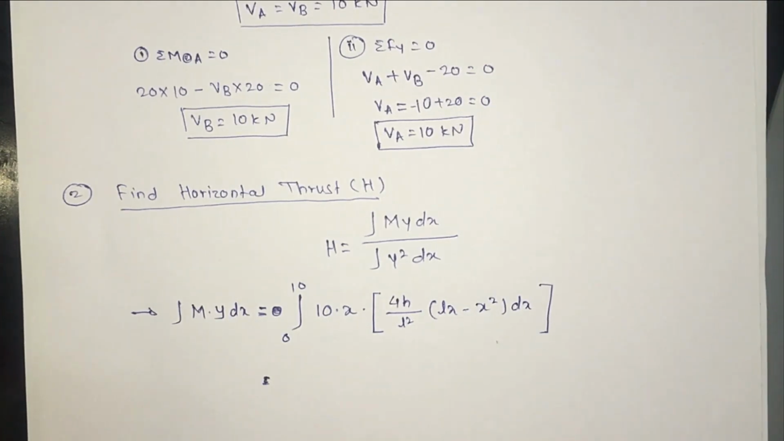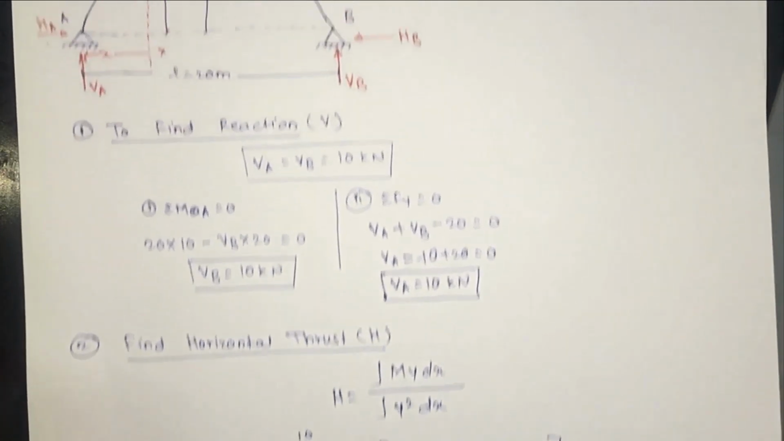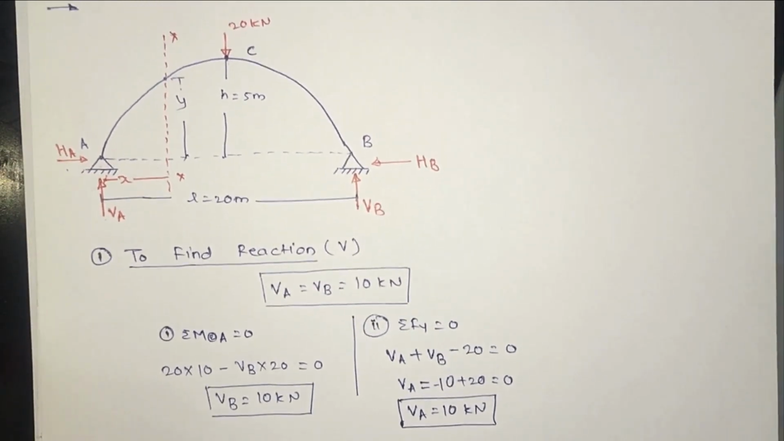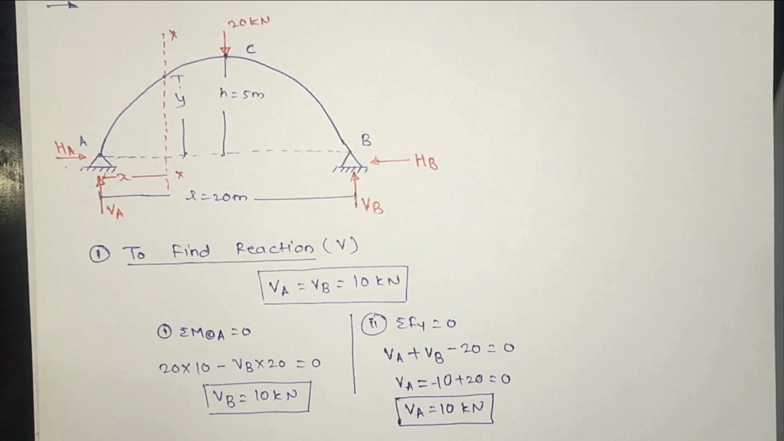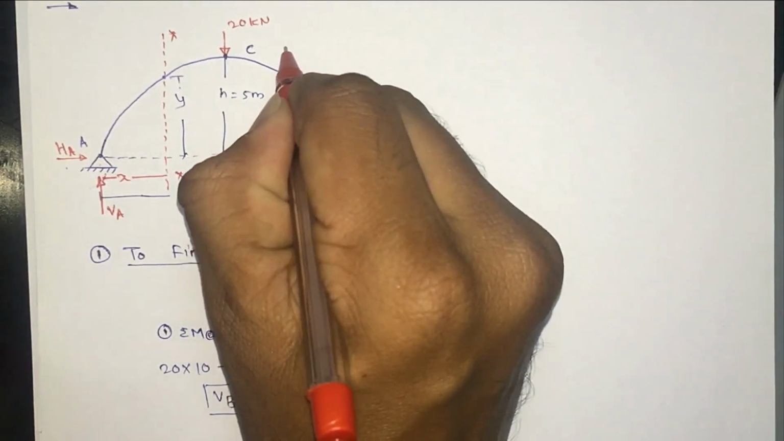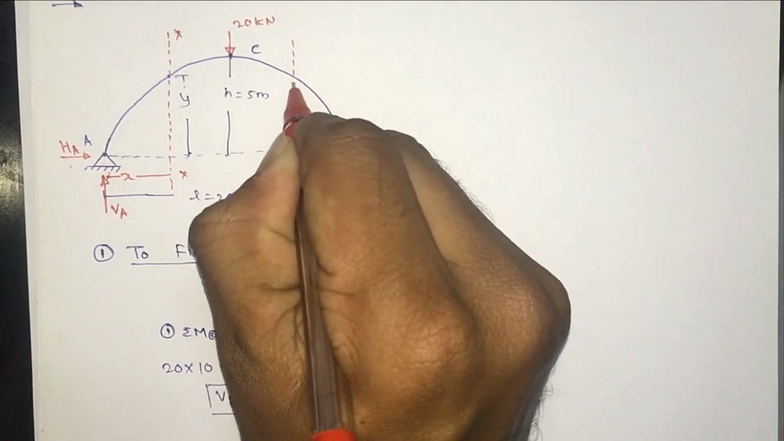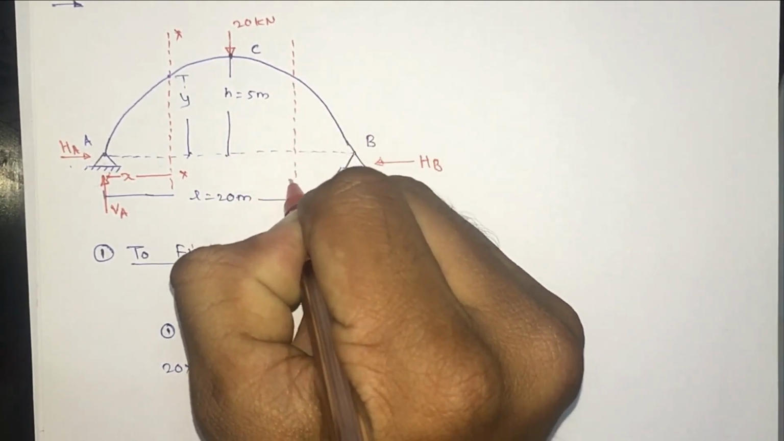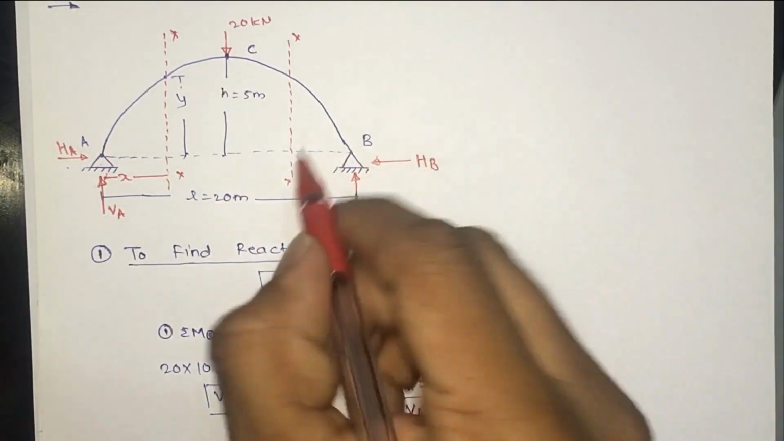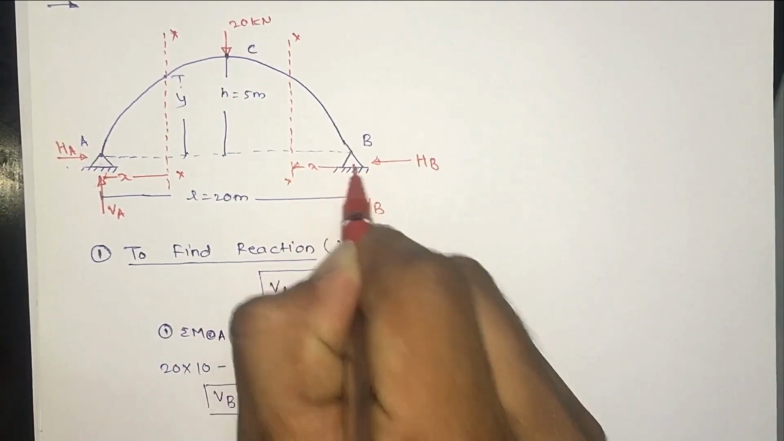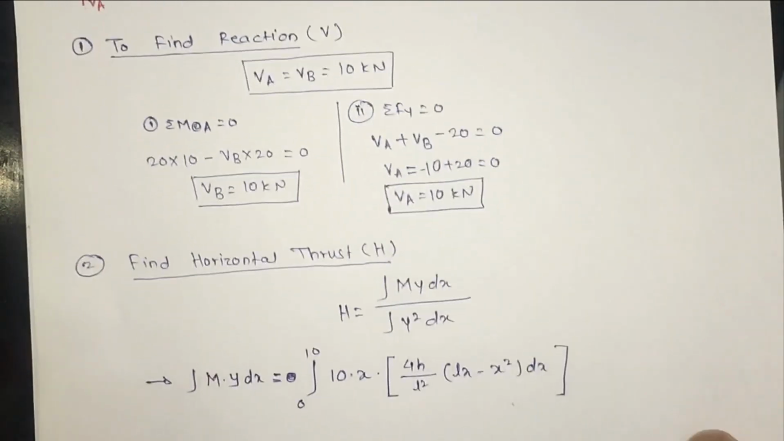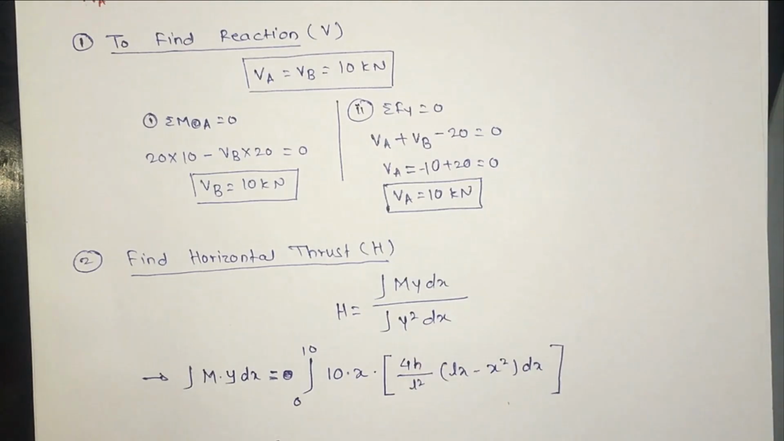Before solving, we consider only the half portion of the parabolic arch. We have to select the second part of the parabolic arch here. Now we take the section XX in this second segment CB also. Here we consider the x distance from B.